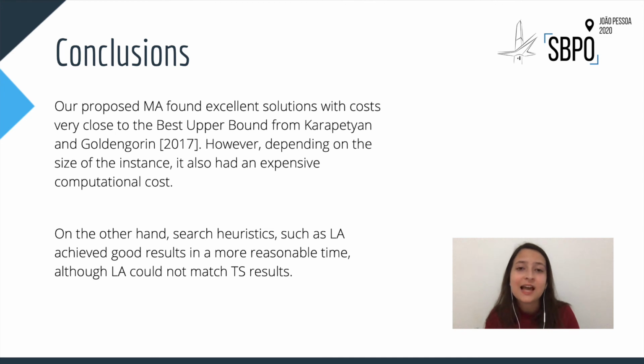However, depending on the size of the instance, it also had an expensive computational cost. On the other hand, search heuristics such as late acceptance achieved good results in a more reasonable time, although it could not match the tabu search results.